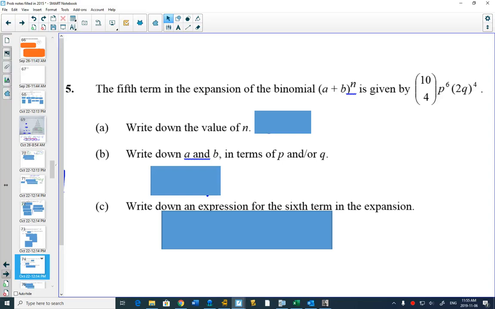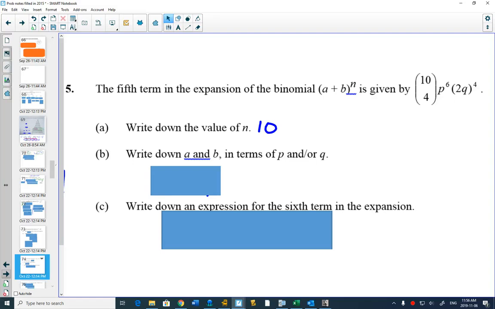All right. Question 5. Partially creative. Not super creative, but a partially creative IB exam question. The fifth term is given by 10 choose 4, p to the 6, 2q to the 4. What's the value of n? 10. Makes sense that whatever your 10 choose 4, that 10 is your exponent n.